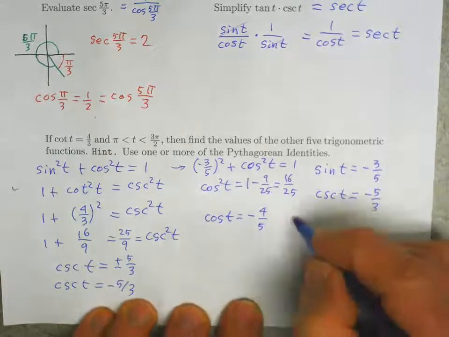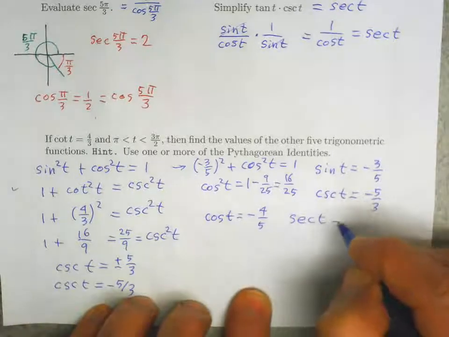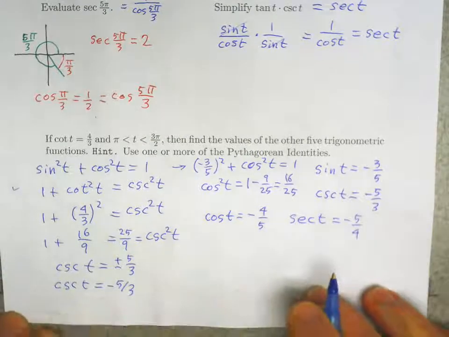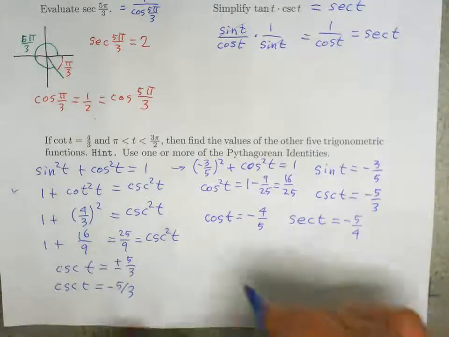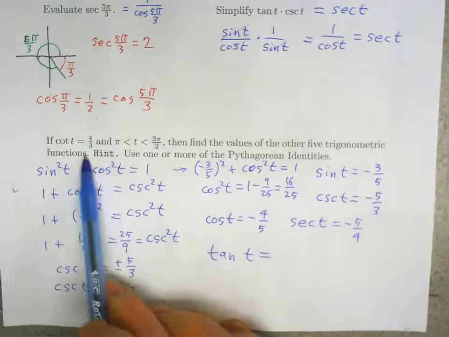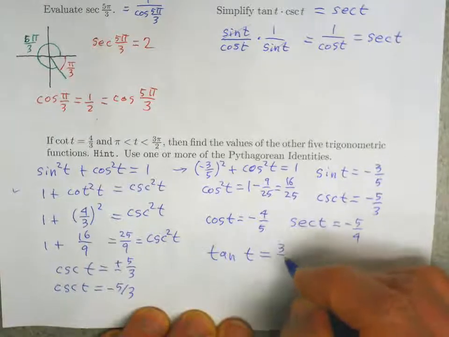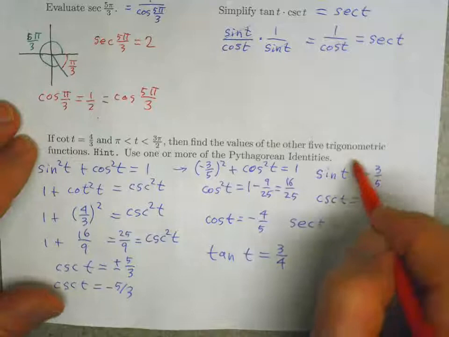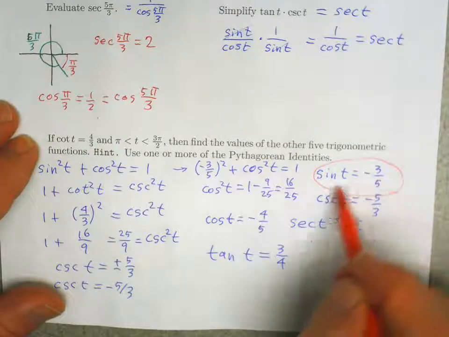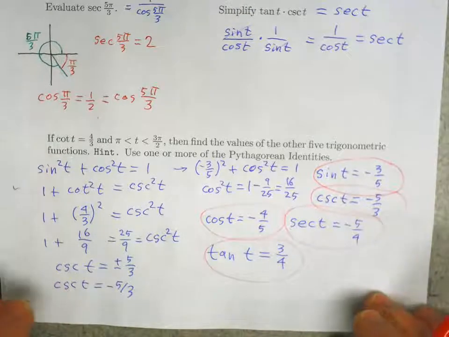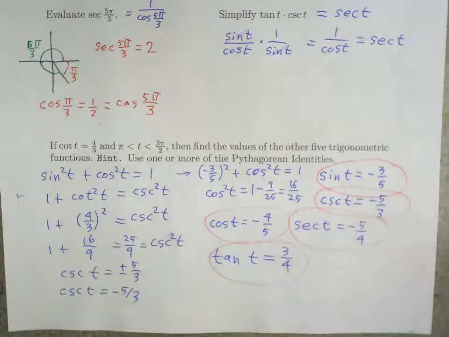And so secant of t is the reciprocal of cosine, so negative 5/4. And the last one, tangent of t, that's the reciprocal of cotangent, so it's 3/4. Okay, so it was kind of sloppy, but we got it done. We found all 6. The first one was given, and then we found the other 5.